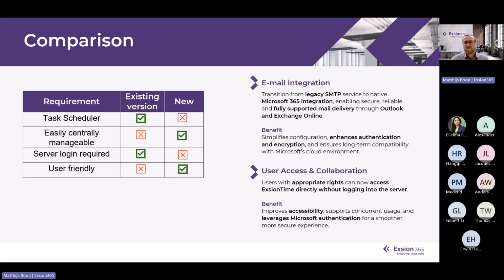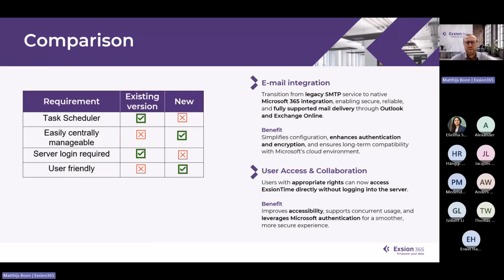A little comparison, maybe some of you know it, maybe some of you don't: Action Time 3.0, as we call it, and Action Time 4.0. The existing version 3.0 is using the task scheduler of Windows. The task scheduler has done its work so far, but sometimes we received some complaints that it doesn't always work and it sometimes crashes. So we decided to no longer use this.